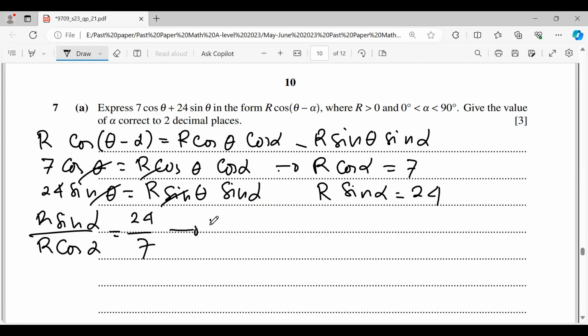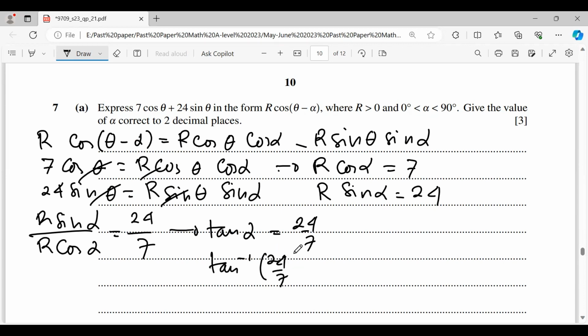Means tangent alpha equals 24 over 7. Plus we should find, so tangent power negative 1 of 24 over 7 equals 1.287 radians, and I will convert. Okay, it becomes 3.74 degrees. Okay.